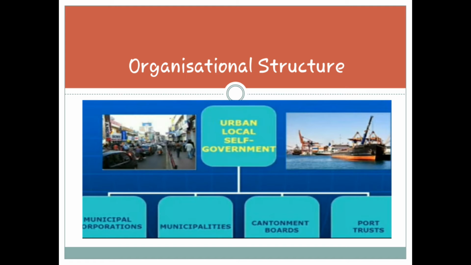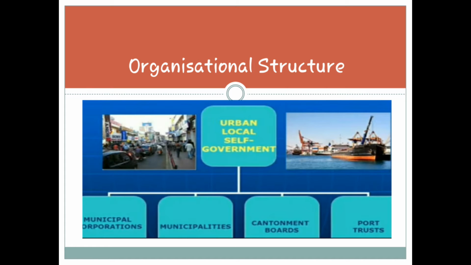According to the census commission, cities with a population of more than 40 lakh are known to be metropolitan cities. The structure shows us municipal corporations, municipalities, cantonment boards and the port trusts. So, these are the different bodies that look after the governing of the urban areas. Now, the municipal corporation, which is a unit of self-governance in the big cities, carries out its functions through very well organized divisions or departments.